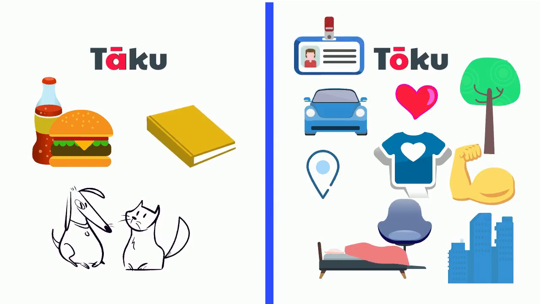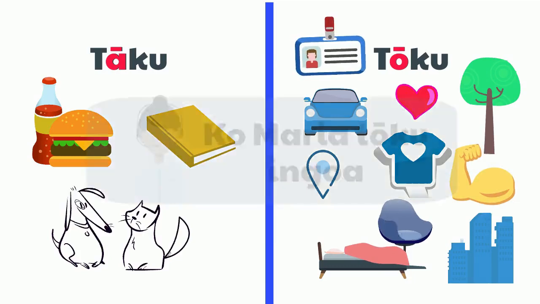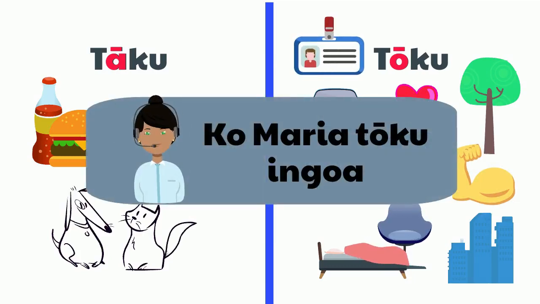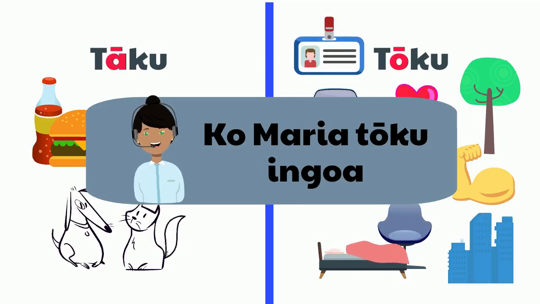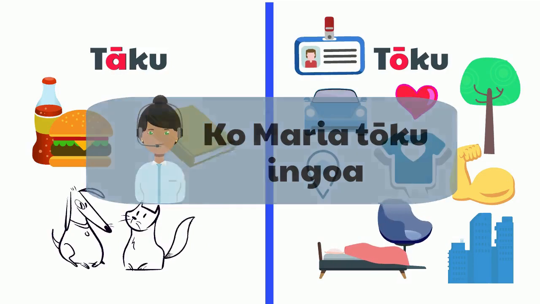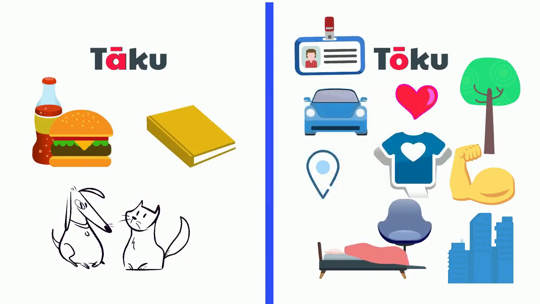names. That's why we say, ko Maria tōku ingoa, for my name is Maria. Tōku ingoa means my name. As you can see, most things belong in the O category. These aren't complete lists, but it's a start. Let's look at some words that we've learnt in previous lessons, and also learn some new ones.